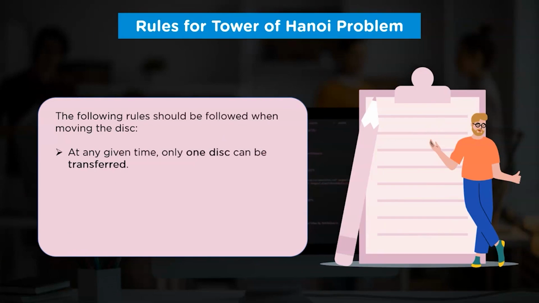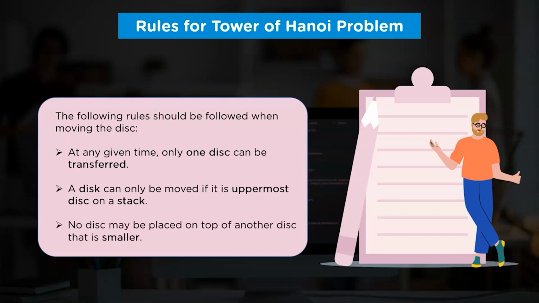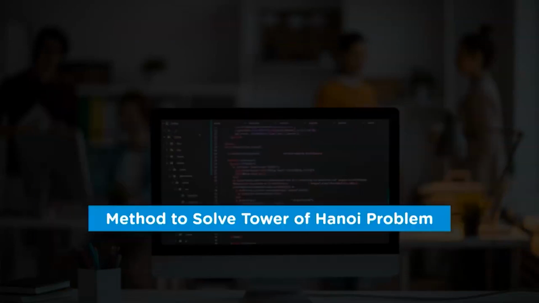The first rule that we have is that at any instance, only one disk can be moved from the tower. That means we cannot move more than one disk at a time. The next rule on our list conveys that a disk can only be moved if it is the uppermost disk of the stack. The last and essential rule is that no disk should be placed on top of another disk that is smaller in size. So let's look at another Tower of Hanoi problem to build a solution using this set of rules.